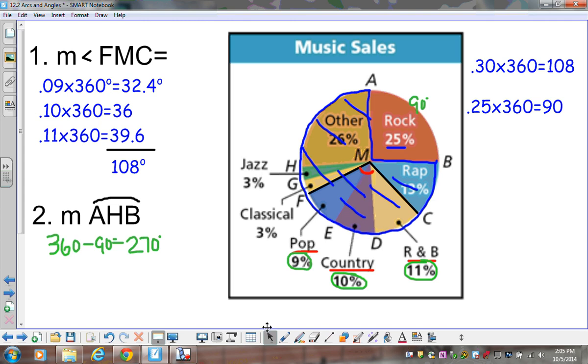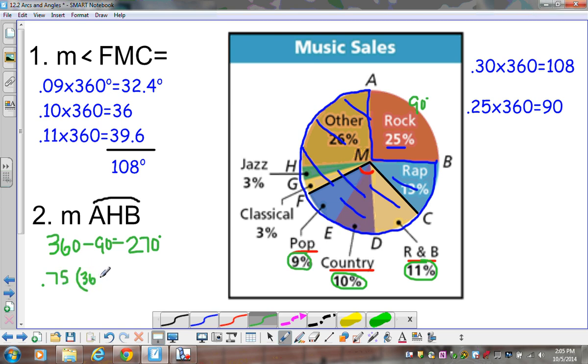So the other thing I can do is take 0.75 and multiply it by 360 degrees, and that's going to give me 270 degrees. So if you notice, either way I do it, I get to 270 degrees. So the measure of arc AHB is going to be 270 degrees. Most of these actually have multiple ways of going about solving them. It's just finding the way that you like best and solving it that way.